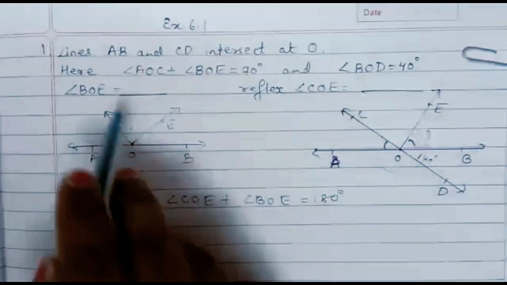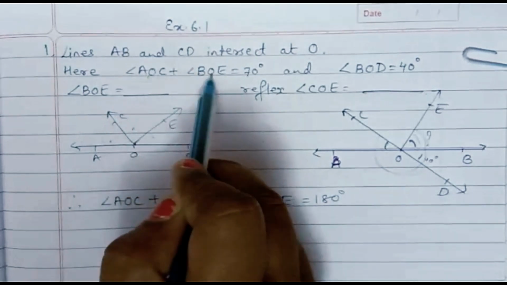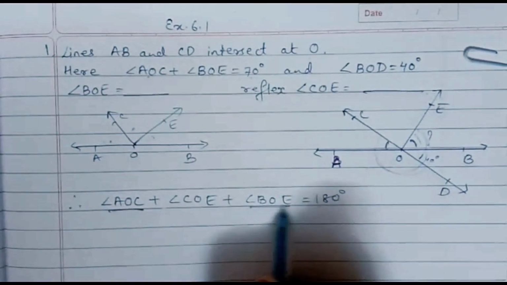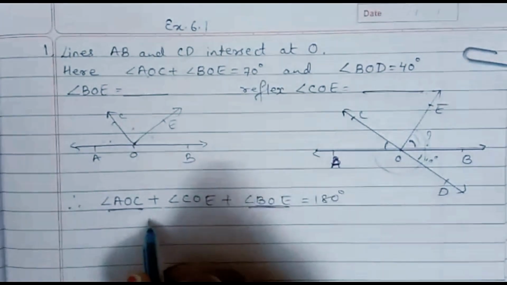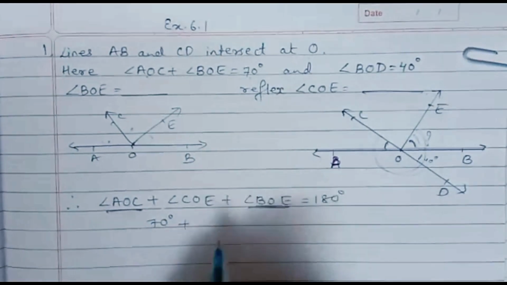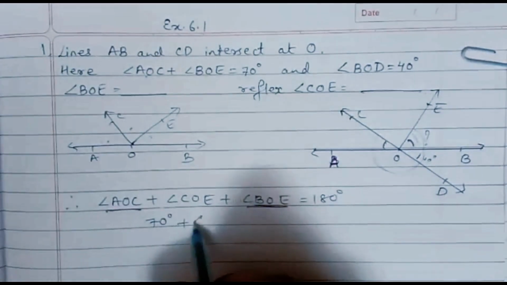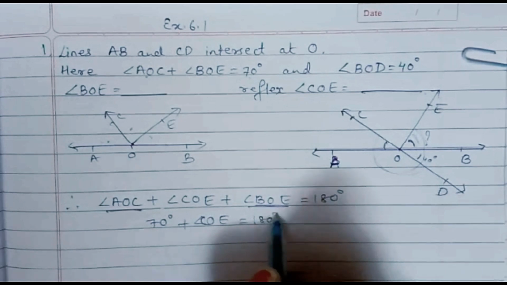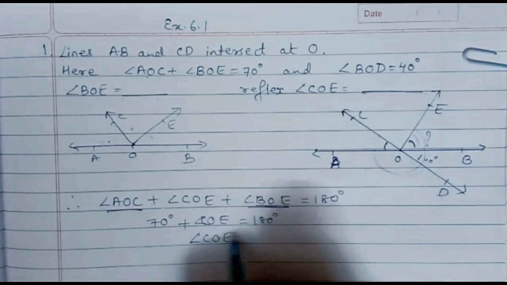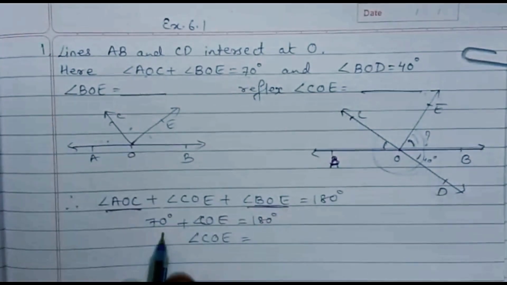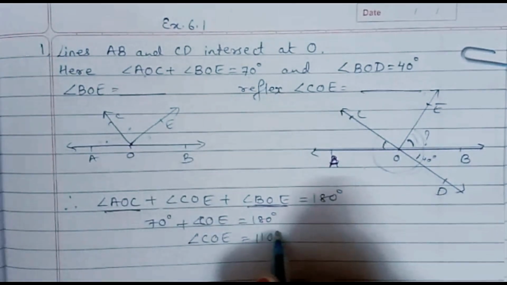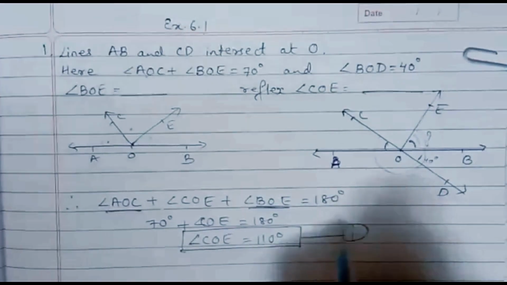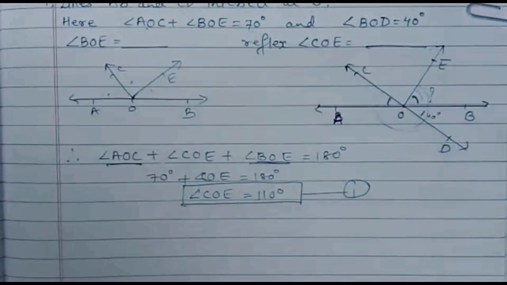Now from the data it is quite clear angle AOC plus angle BOE is 70 degrees. So the addition of these two angles is equal to 70 degrees. I'll write 70 degrees plus whatever is left out, that is angle COE, is equal to 180 degrees. And so angle COE will be equal to 180 minus 70, which is 110 degrees. So we got the first result, angle COE is 110 degrees.